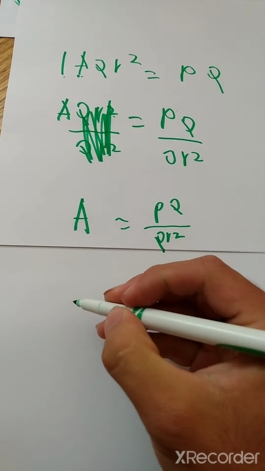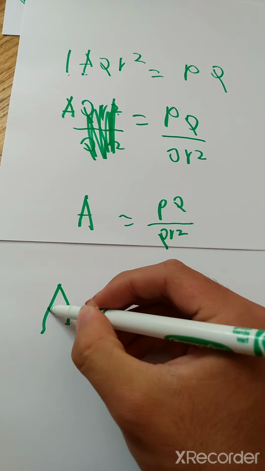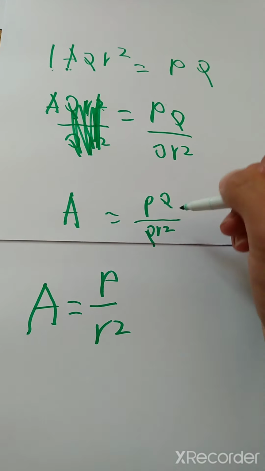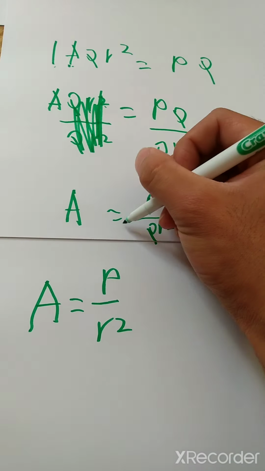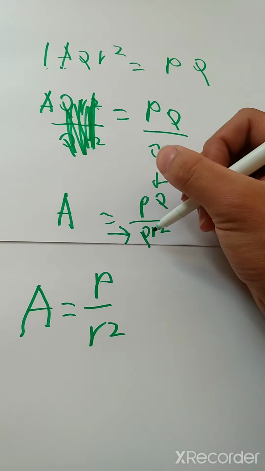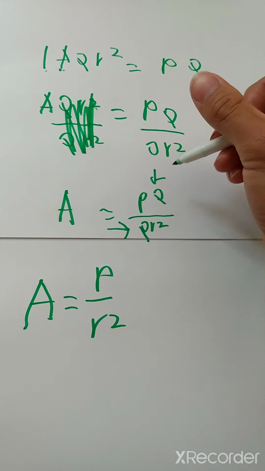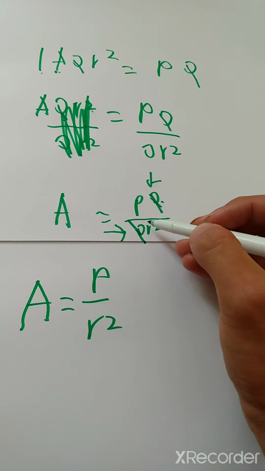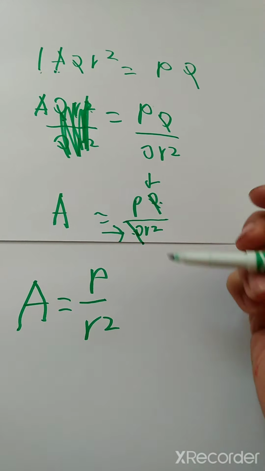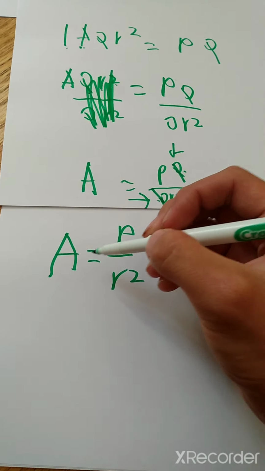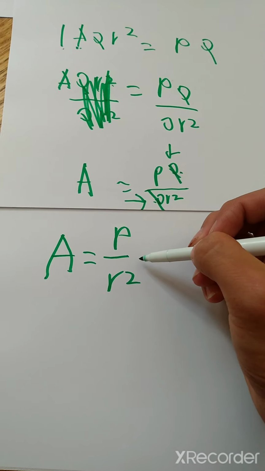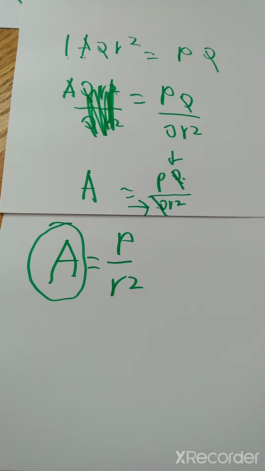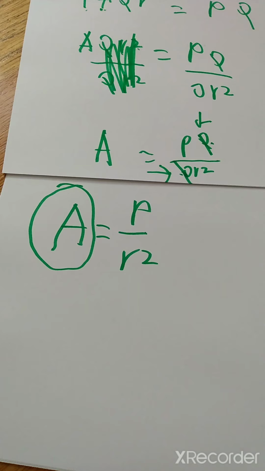So we're going to get an answer of a equals p over r squared, because we have a q right here, and we have a q right next to the r squared right here. So we can just crisscross them out, because q divided by q is nothing. So our answer is going to be a equals p over r squared. We have now isolated the a to get it alone.